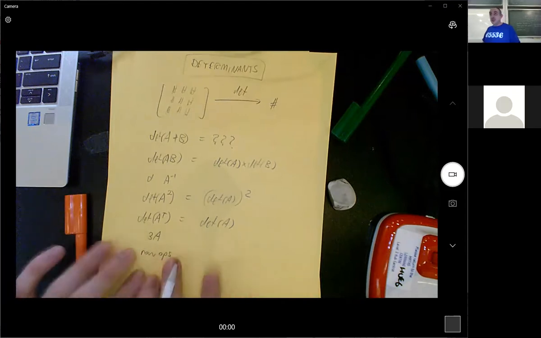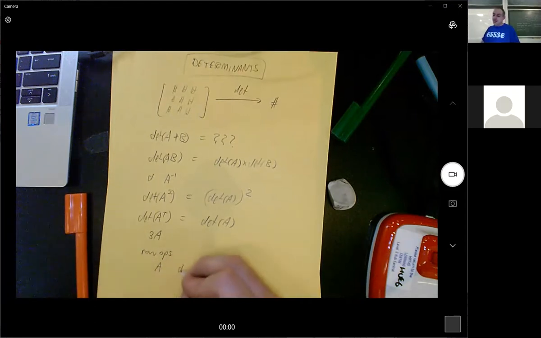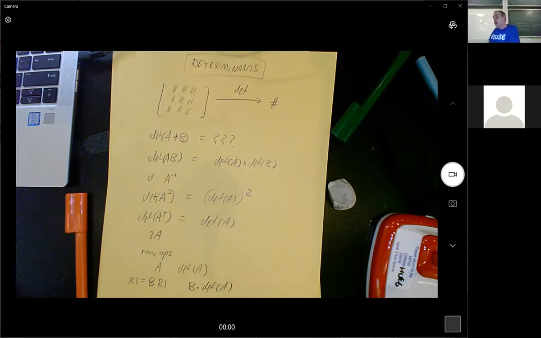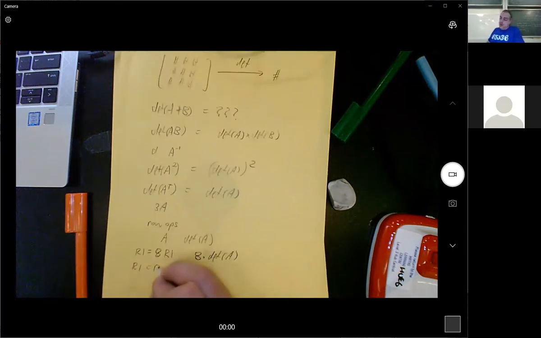The row operations: if you have a matrix A and it has this determinant, and any row becomes some multiple of that row, then that will multiply the determinant by 3. If I multiply by 8, that would multiply the determinant by 8. And it doesn't matter which row it is. If you just do one row and multiply it by that number, it'll multiply the determinant by that number. That's the most important one. But the other one is that if you take a row and you add on some multiple of another row, the determinant will stay exactly the same. It won't change at all.